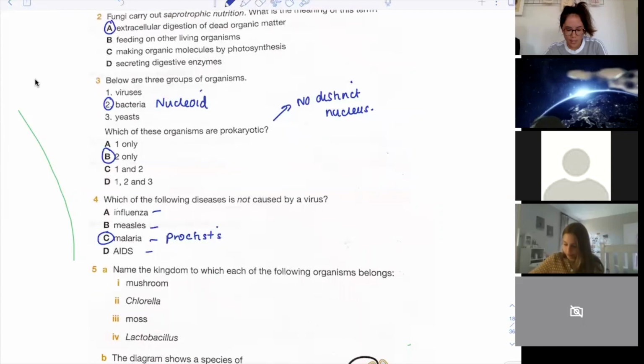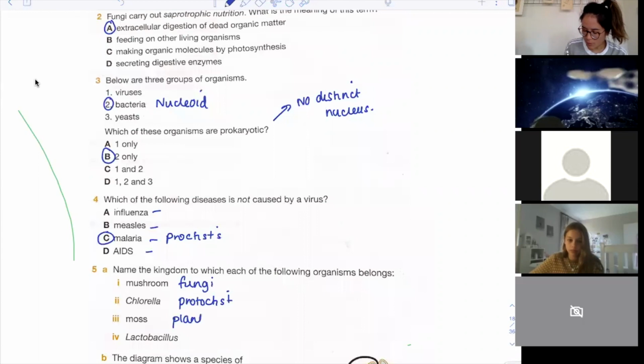And then lastly, name the kingdom to which of the following organisms belongs. Mushrooms, a fungi. Chlorella was a protoctist. Moss is an example of a plant. And lactobacillus is a bacterial cell. How did you guys get on with that?